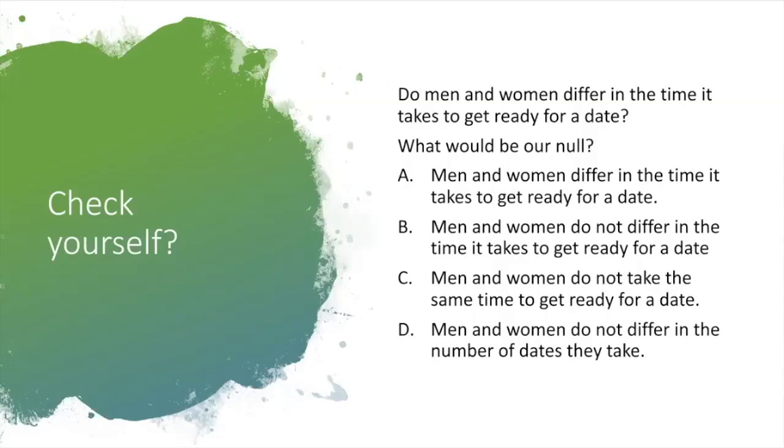What about C? Men and women do not take the same time to get ready for a date. Now, it's not ideal to use the word same because then we feel like we get into these double negatives. But it's okay, you're allowed to use the word same. But what is the null hypothesis? The null hypothesis is no difference. So another way of saying no difference would be that they are the same. So this one's saying men and women are not the same. See, that's the opposite. So C would never work.